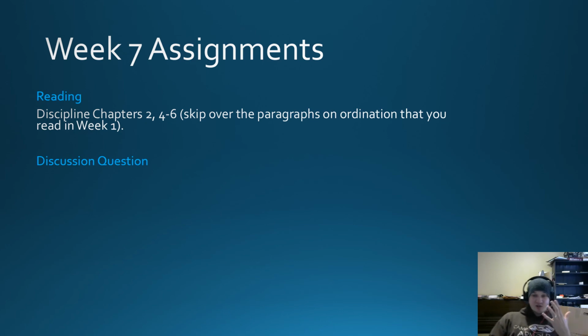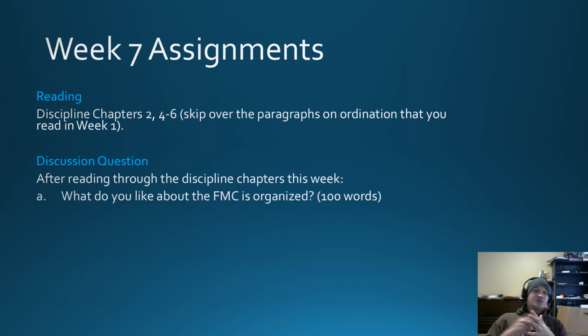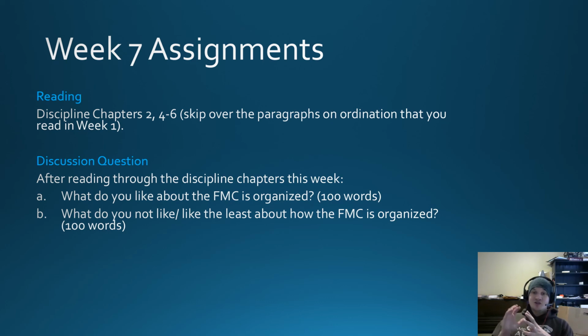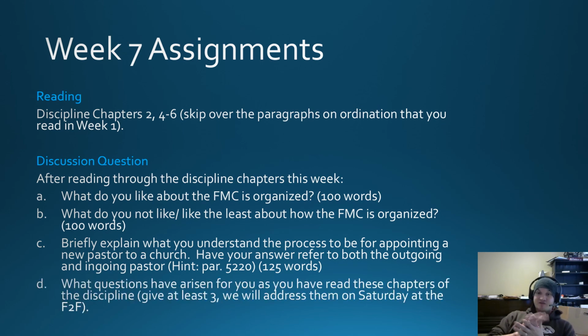Basically, we're just going to be processing and working through this stuff. After reading the discipline chapters this week, A, what do you like about how the Free Methodist Church is organized? What do you like about this Episcopal conference structure? What do you not like, or what do you like least about that structure? Where are your issues with it? Briefly explain what you understand to be the process for appointing a new pastor to a church. Have your answer refer to both the outgoing and ingoing pastor. Hint, there's a paragraph to look at. And finally, what questions have arisen for you as you've read these chapters of the discipline? I'm going to give at least 3. Try and answer them in your discussions with one another if you can.